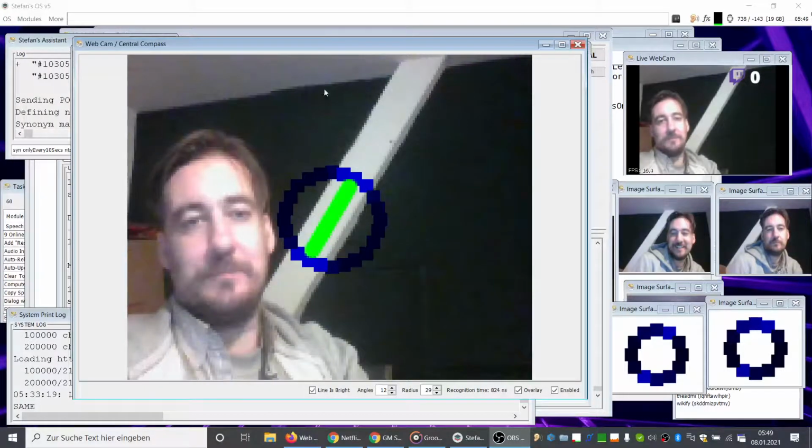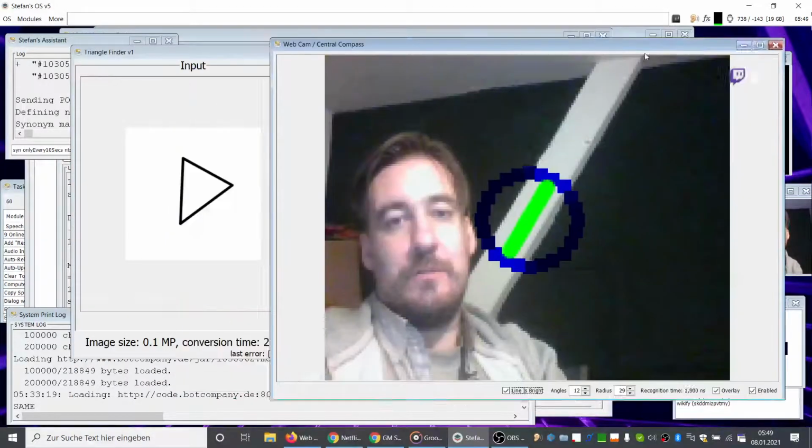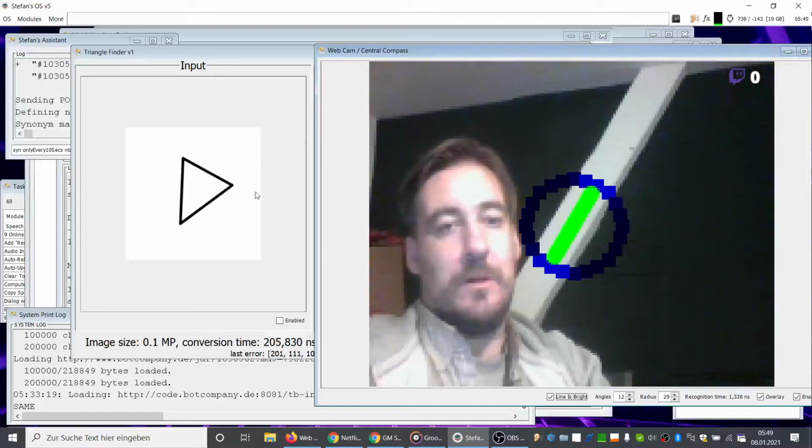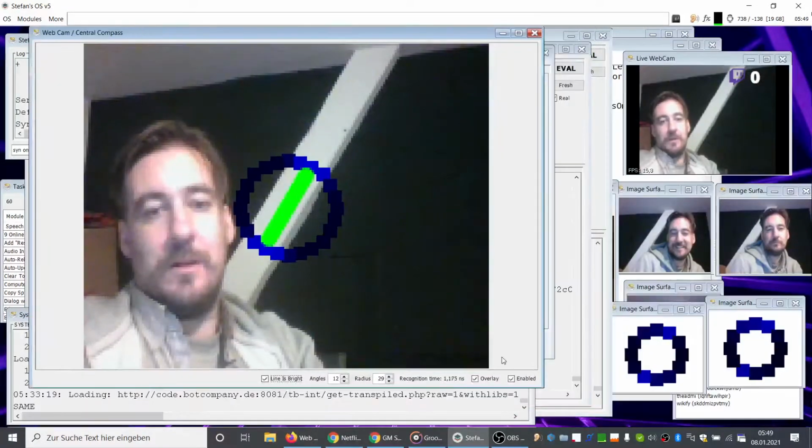That should be plenty. So if we just sprinkle a lot of these compasses, smaller versions, around the screen, we should be able to recognize something like basic geometric shapes. That's going to be fun.